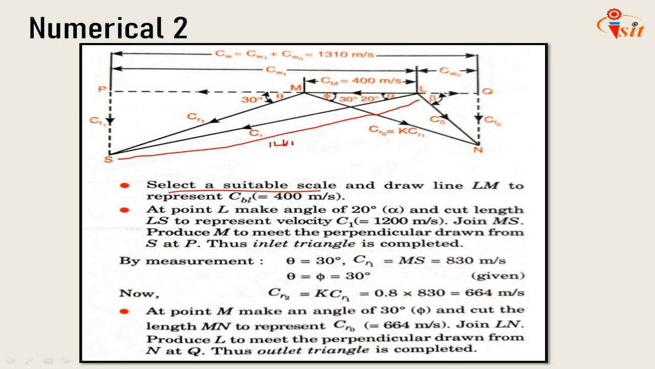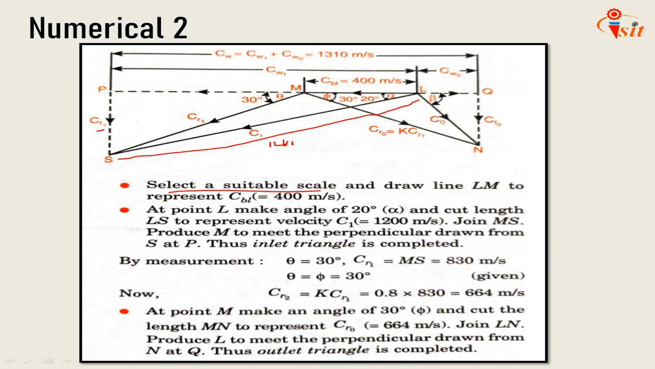Now join M and S, so you will get CR1. Produce M to meet the perpendicular drawn from S at P. So here you draw the line from M up to P, and from P to S is the perpendicular line, and you will get CF1. So CR1 and CF1 you can easily get from this velocity diagram.